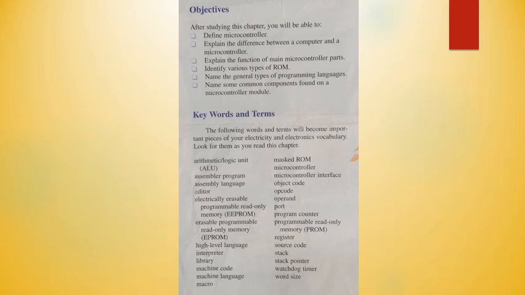Keywords for the chapter are arithmetic logic unit, or ALU, assembler program, assembly language, editor, electrically erasable programmable read-only memory, or EEPROM, erasable programmable read-only memory, EPROM, high-level language, interpreter, library, machine code, machine language, macro, masked ROM, microcontroller, microcontroller interface, object code, opcode, operand, port, program counter, programmable read-only memory, PROM, register, source code, stack, stack pointer, watchdog timer, word size.